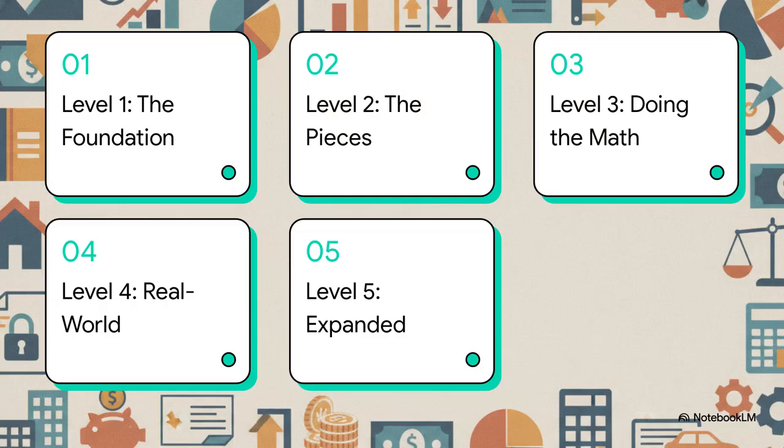Okay, let's dive into this. Think of our agenda today as a level map. We'll kick things off with level 1, the foundation. Then level 2, identifying the pieces. After that, level 3, doing the math. Then things get really interesting in level 4, real-world transactions. And finally, we'll top it all off with level 5, the expanded equation.